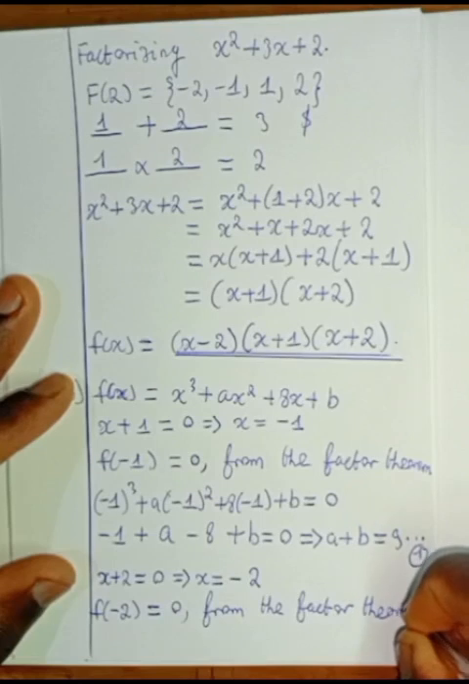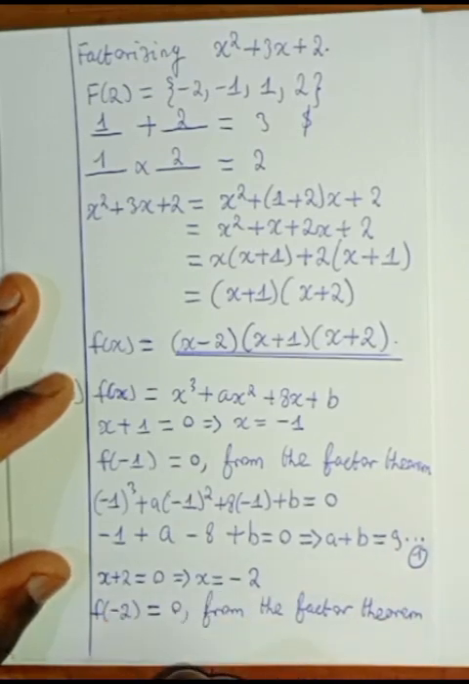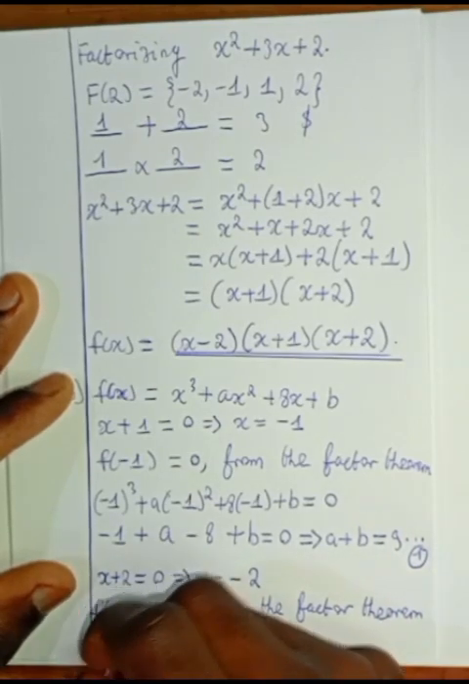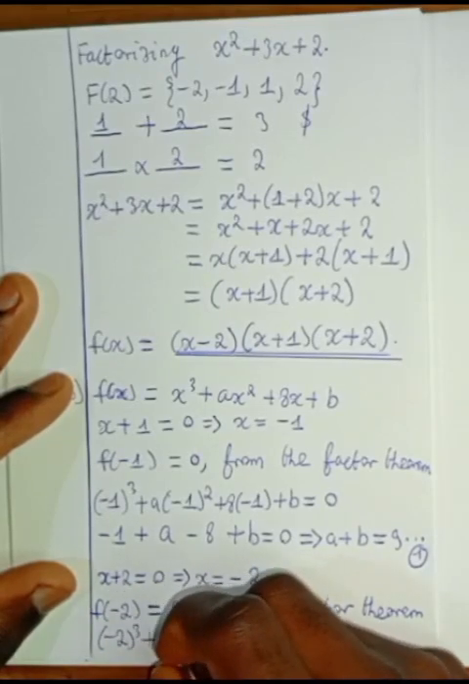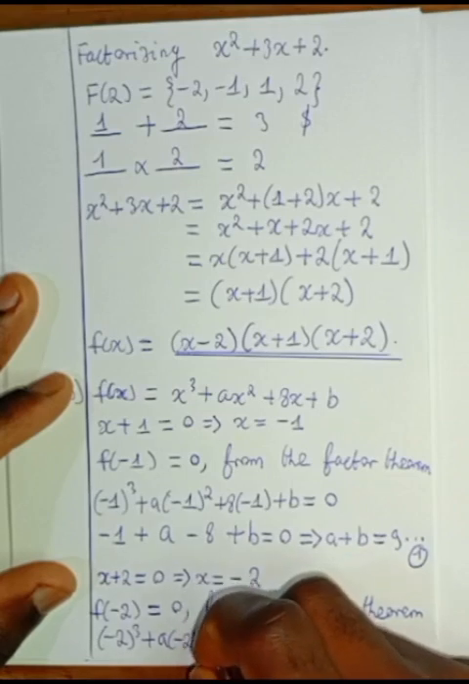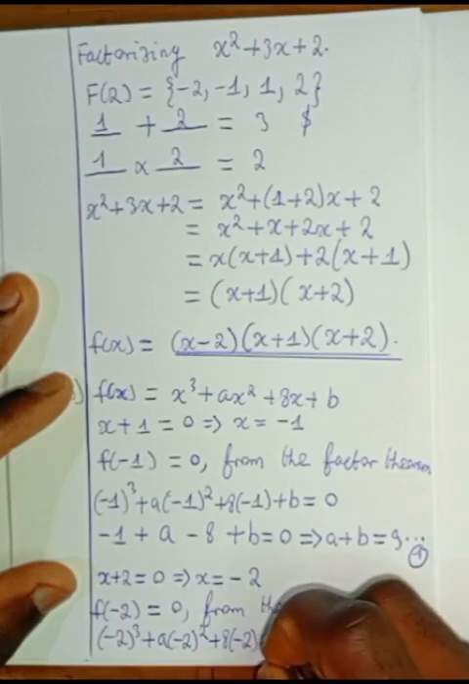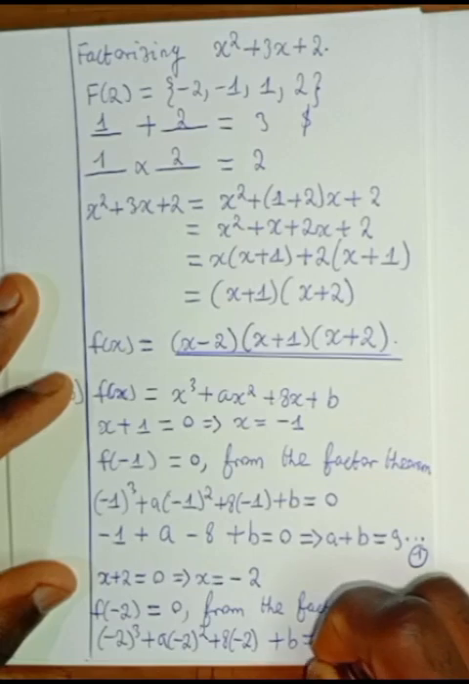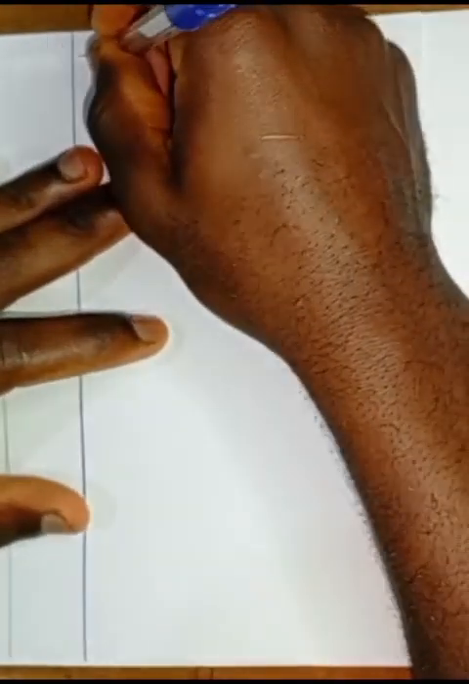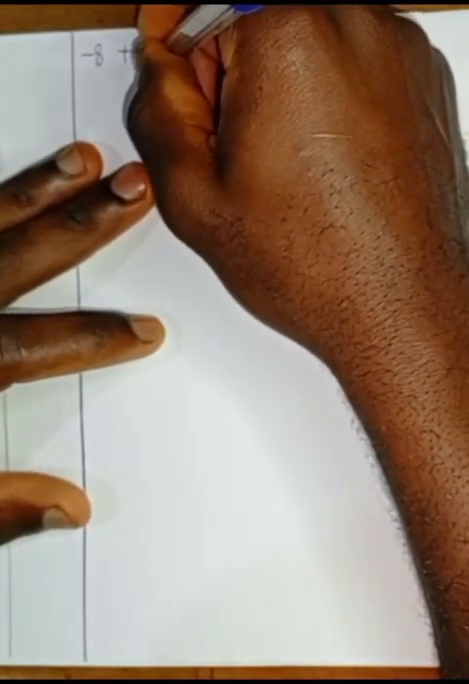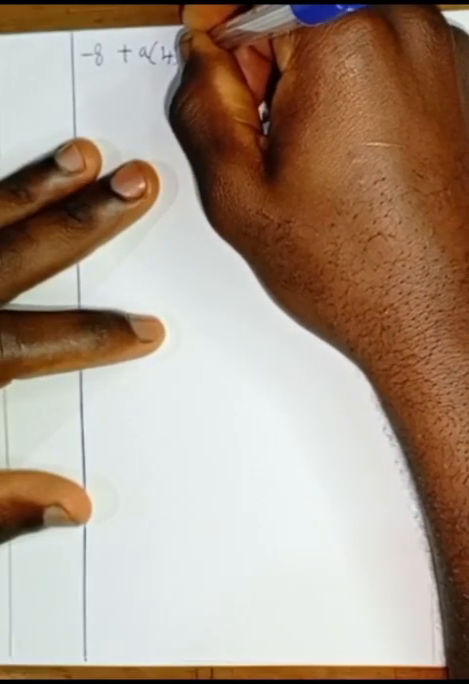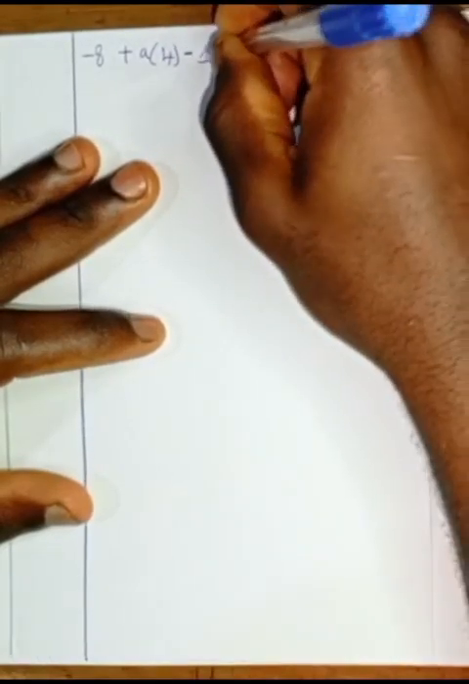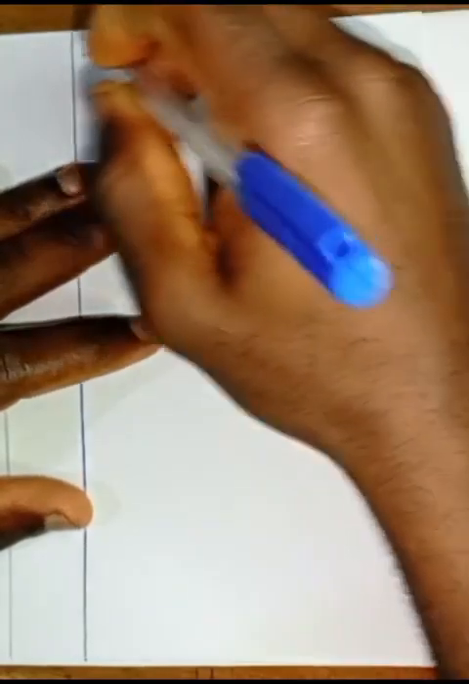Since we know that x plus 2 is a factor of f of x, it therefore means negative 2 cubed plus a times negative 2 squared plus 8 times negative 2 plus b should be equal to 0. Negative 2 cubed gives us negative 8 plus a times negative 2 squared gives 4. 8 times negative 2 gives us negative 16 plus b is equal to 0.